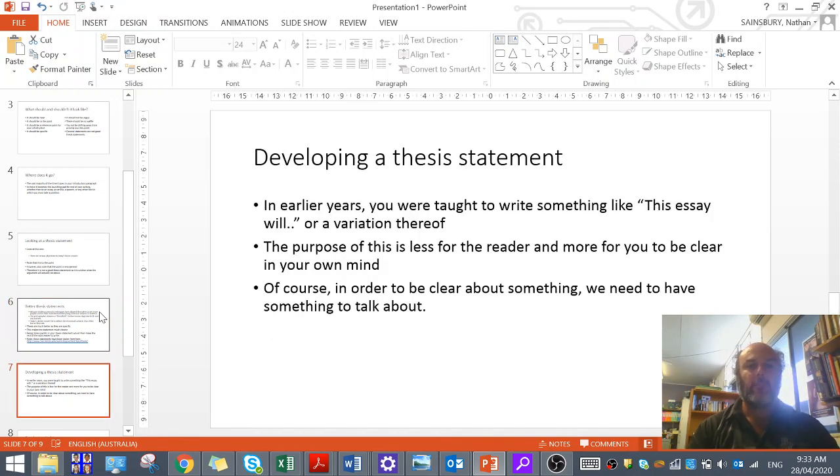So, developing a thesis statement. When you were little, when you first started writing essays, you were taught to write something along these lines: "This essay will show that modern horror movies do not offer the catharsis of the 1930s films." And that's fine. The purpose of that is not so much for the reader. The purpose of that is for you, so you have that clarity in your thesis, in what you're going to be arguing about.